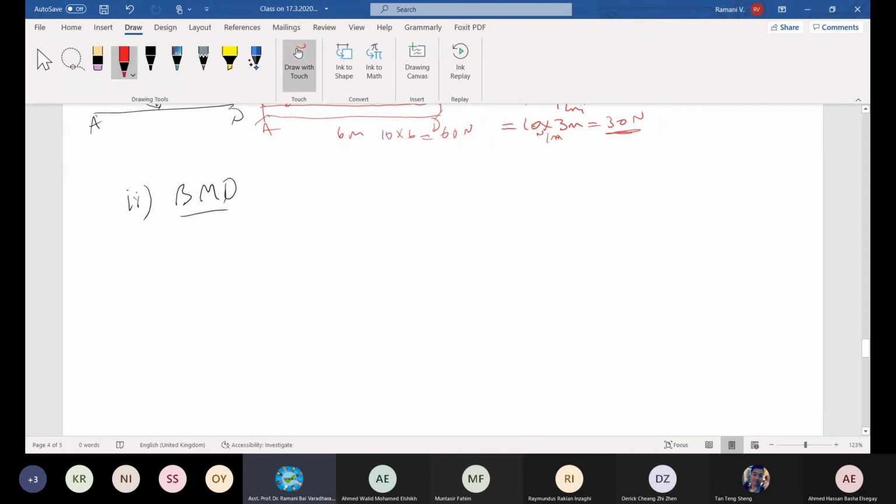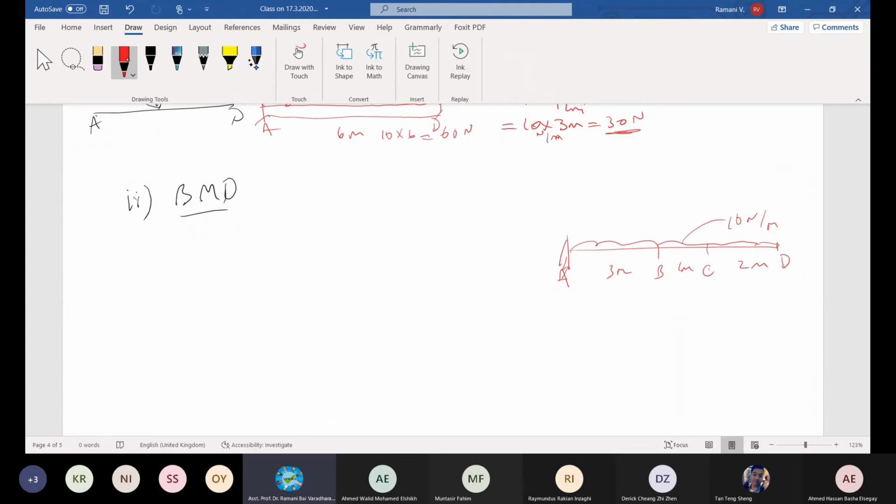Let's take the member. The member is like this, fixed end with the UDL of, no, 10 Newton per meter. And this end is D. I have 2 meter is my C, and 1 meter is B, and this one is A. 3 meter, 1 meter, 2 meter. Okay, come on. Let's start doing this bending moment.